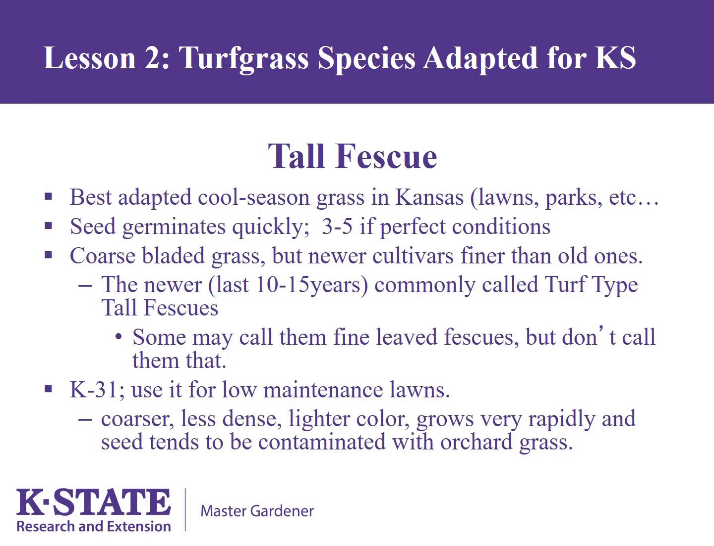It does have a coarser blade, but the newer varieties are definitely finer. We call those the turf-type tall fescues. These are the ones you're going to look for in the stores. They're called 5-way blends. I don't know, Kansas Premium. They're going to be named a lot of different types of things. Kentucky 31 is the older variety, very coarse, very light green, and it does not have the resistance to diseases and insects.